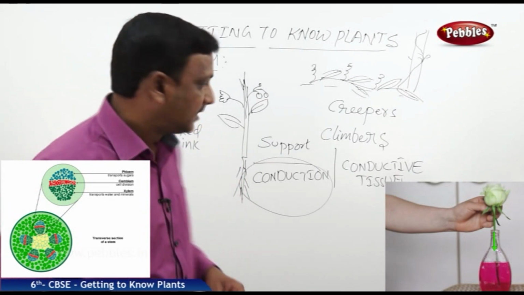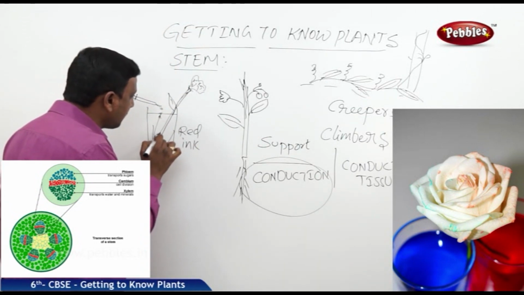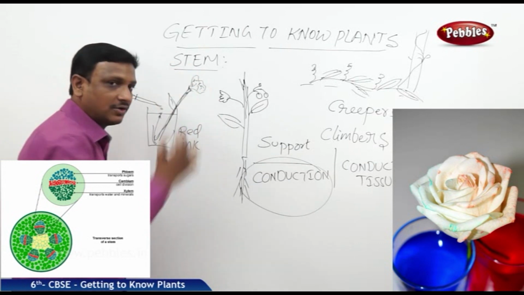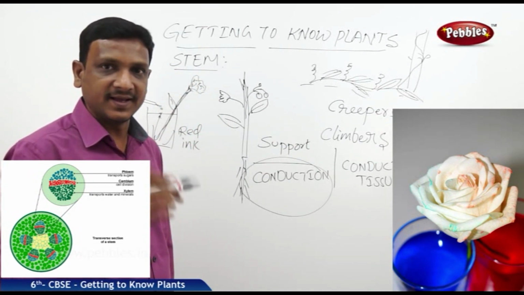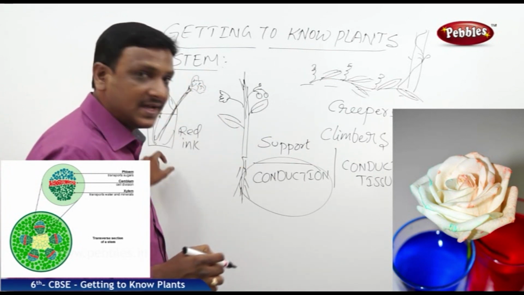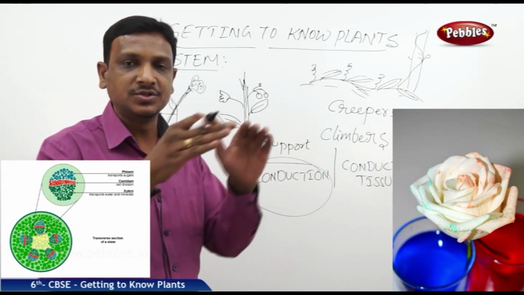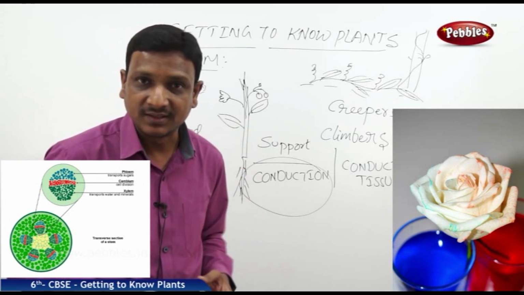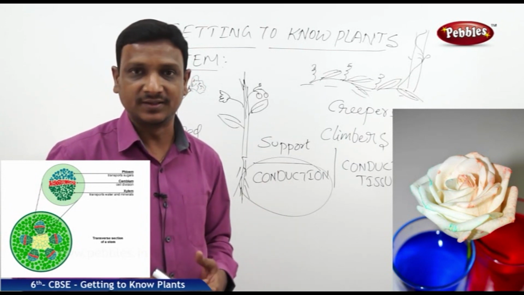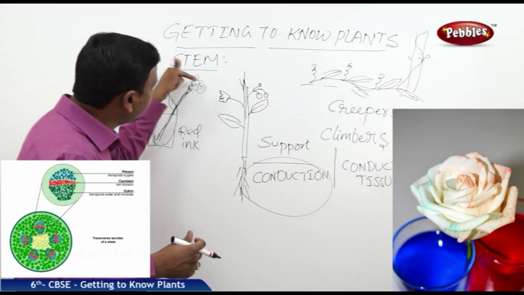That means the water inside the glass tumbler is taken by the stem to the flower. By this, we can say that the stem conducted the water from the glass tumbler to the flower. How can you say that? Because the flower changed its color. That means the red color present in this water has reached the flower.